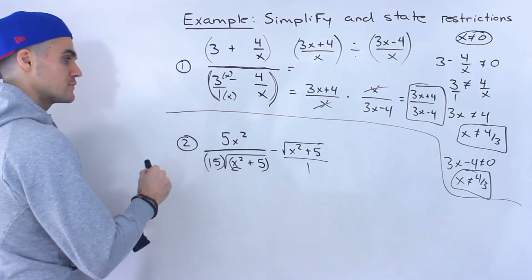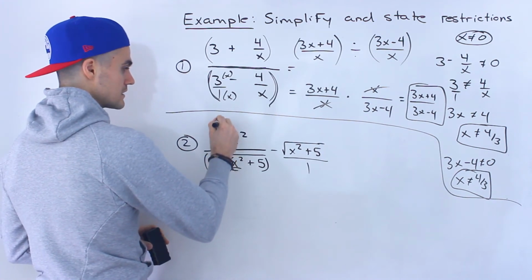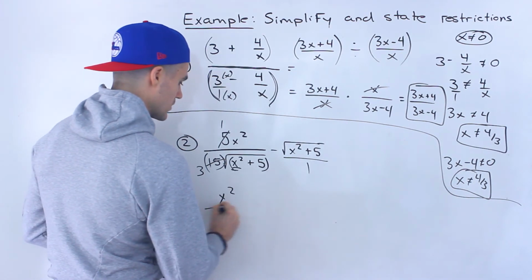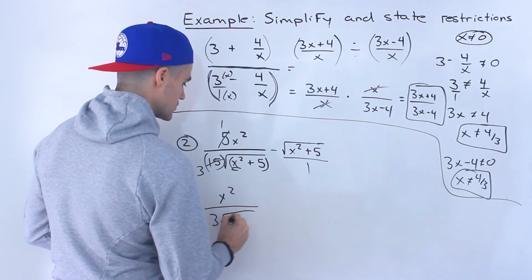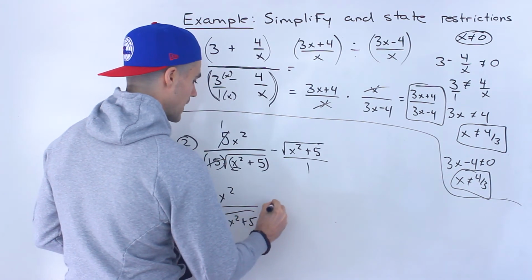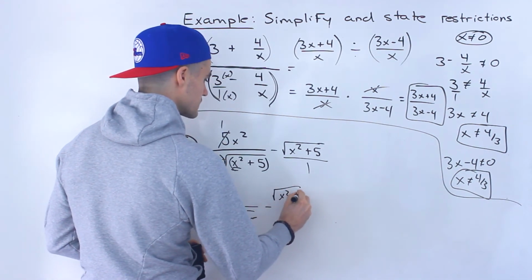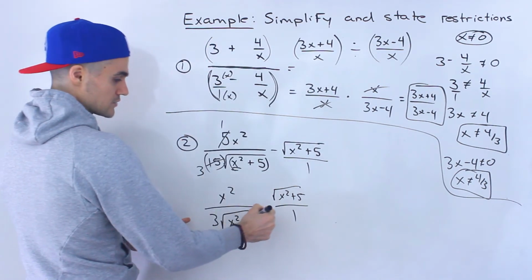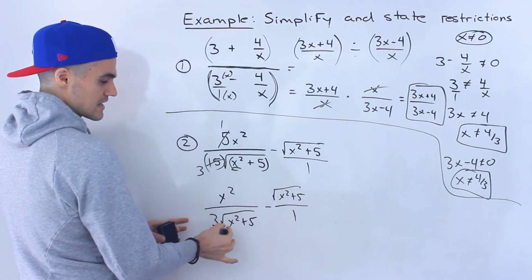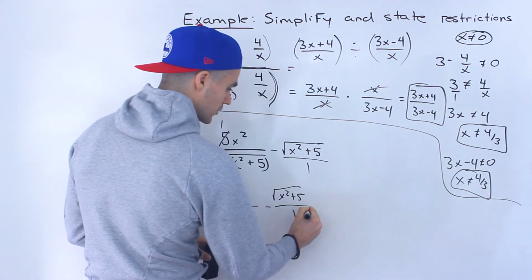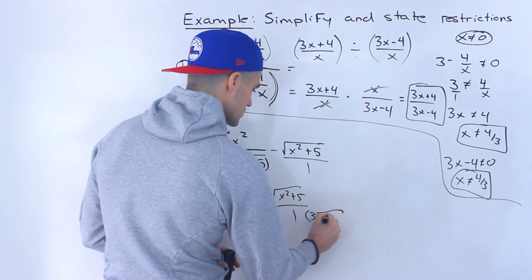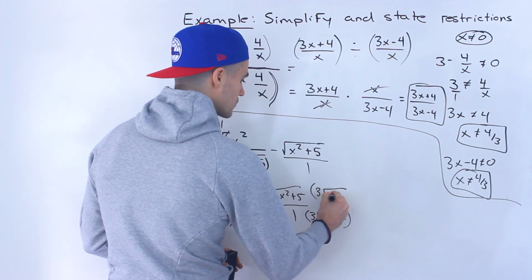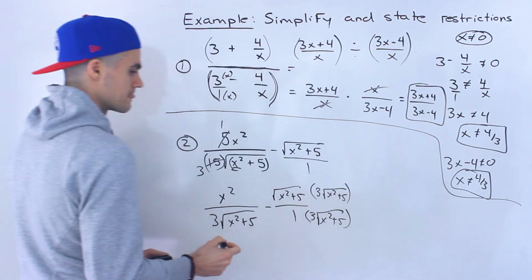Now if we were to simplify it, as I said, the 5 over 15 would be 1 over 3. So let's rewrite this: we'll have x squared over 3 root x squared plus 5 minus root x squared plus 5 over 1. Now to combine these into one fraction, what's the lowest common denominator between this and this expression? It's going to be this expression, so we're going to have to multiply this by 3 root x squared plus 5. And then the top, we're going to have to multiply by 3 root x squared plus 5, like that.